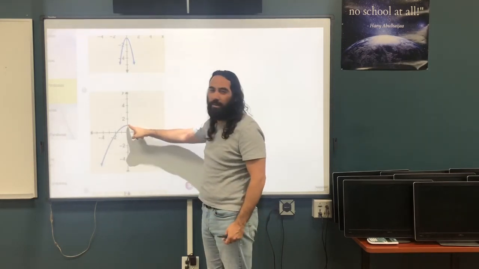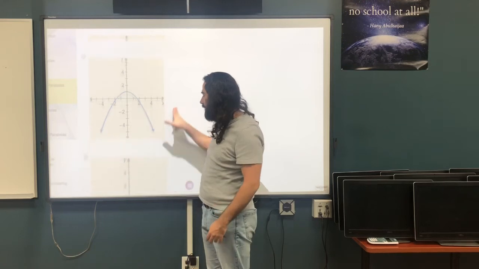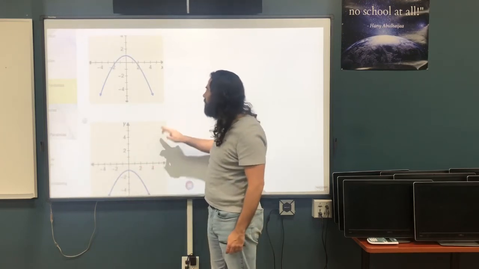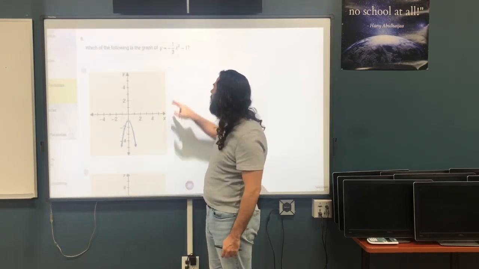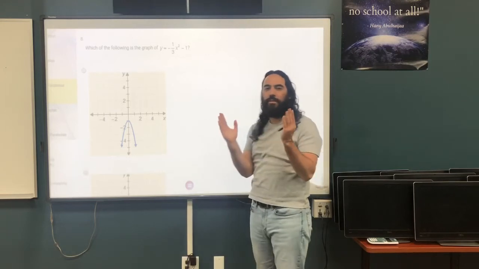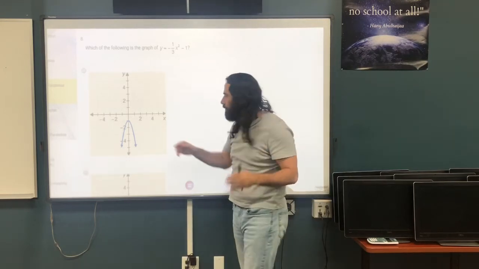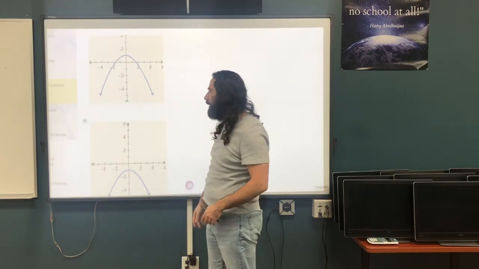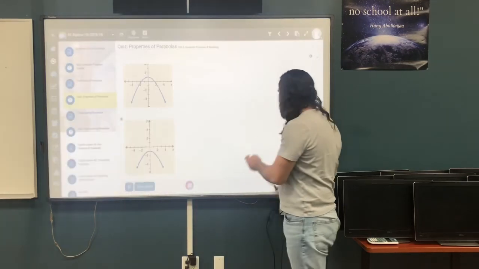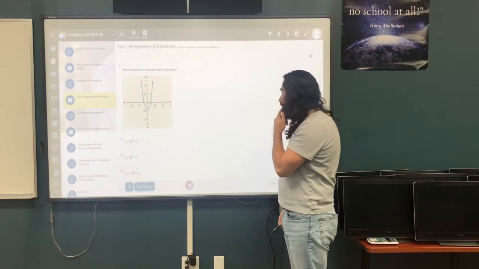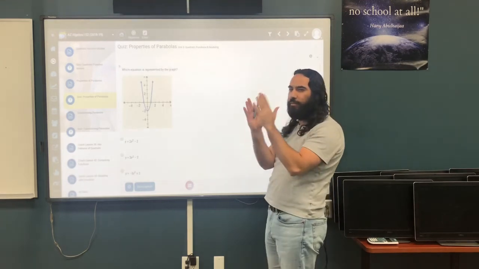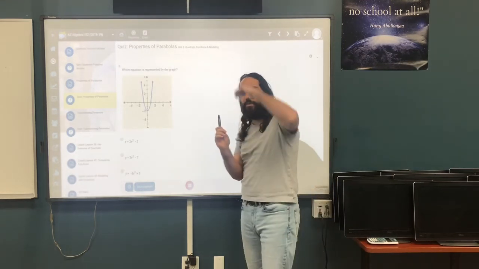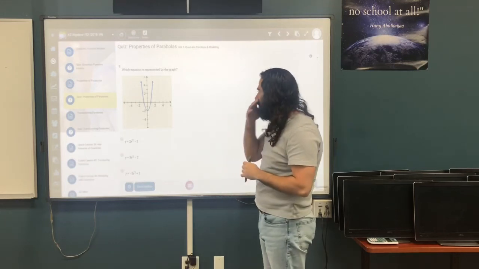This one is positive 1, so it's not an answer. This one is also negative 1, so it's either the last one or the first one. Now, because it's a fraction, it's going to be wider. So as you can see, this is narrow, and the last one is wider, so this would be the answer. Remember, if it's a fraction, the graph is wider. If it's bigger than 1, the graph is narrower.